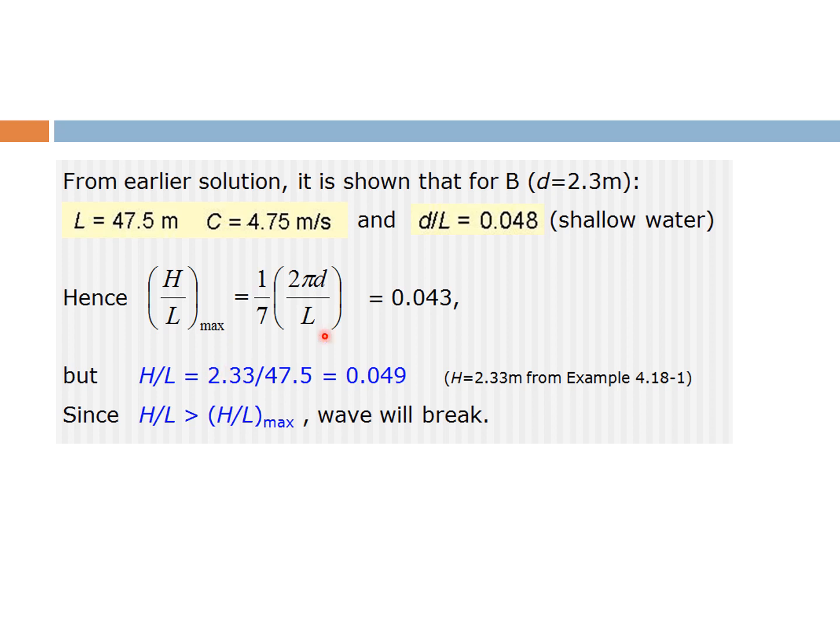So now since this location has a wave height of 2.33 meter and a wavelength of 47.5, we found that the H/L, which is the wave steepness, is 0.049. If we compare this value with the critical wave steepness, we found that the H/L is larger than the H/L max, which means that yes, the wave will break in this location.